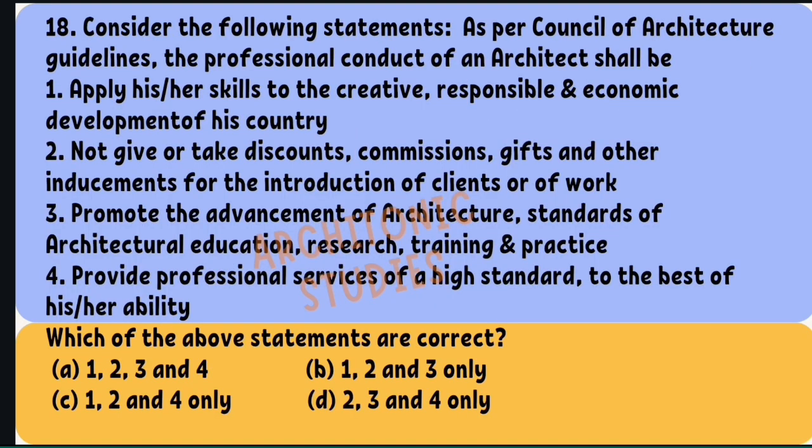Next, consider the following statements. As per Council of Architecture guidelines, the professional conduct of an architect shall be: 1. apply his or her skill to the creative, responsible and economic development of his country. 2. not give or take discounts, commissions, gifts and other inducements for the introduction of client or of work. 3. promote the advancement of architecture standards of architectural education, research, training and practice. 4. provide professional services of a high standard to the best of his or her ability. Which of the above statements are correct? 1, 2, 3 and 4; 1, 2 and 3 only; 1, 2 and 4 only; 2, 3 and 4 only. And the answer is the 1.